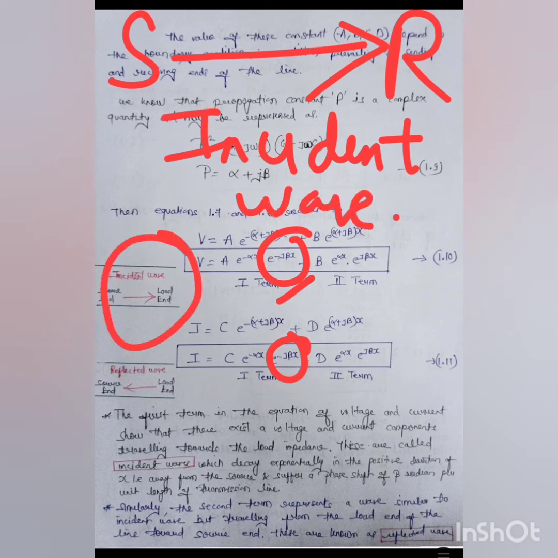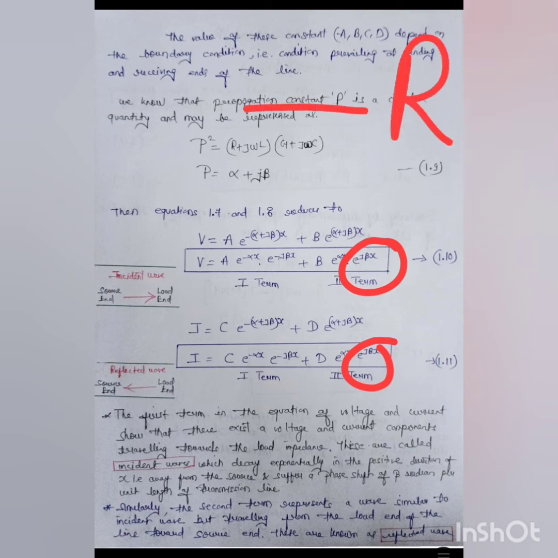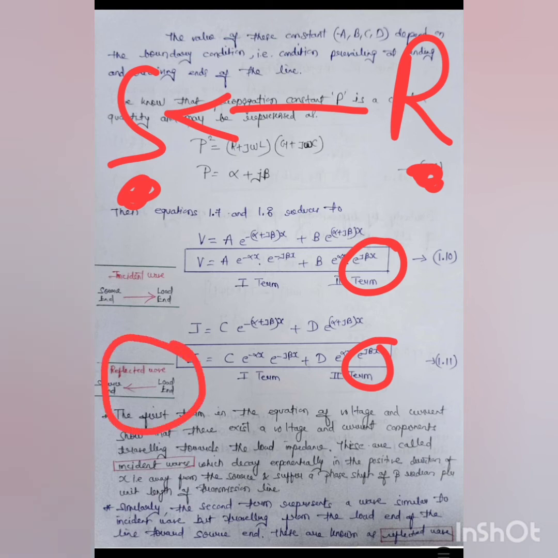Okay, here when the wave is traveling from sending end to load end or receiving end, we call it the incident wave. Likewise, when we talk about the second term, which is e raised to the power j beta x, and here also in current e raised to the power j beta x, both terms show that the wave is traveling from load end or receiving end to sending end. When the wave is traveling from load end to sending end, that particular wave is called the reflected wave.